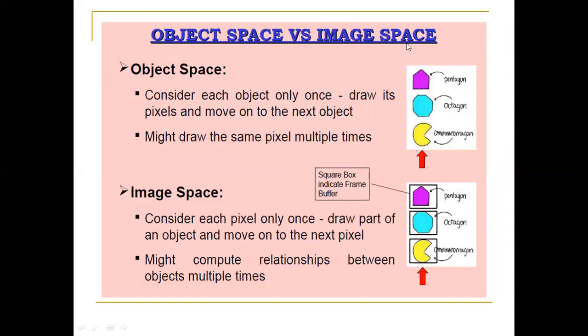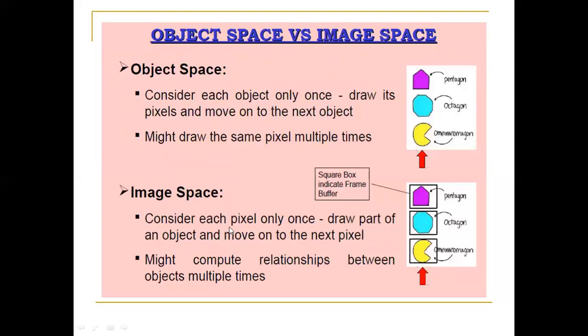Object space methods versus image space methods. Object space considers each object only once, draws its pixels and moves on to the next object. Whereas in image space, we consider each pixel only once, draw the part of an object and move on to the next pixel. So in object space, we consider an object, draw the pixels related to that particular object, and then move to the next object.